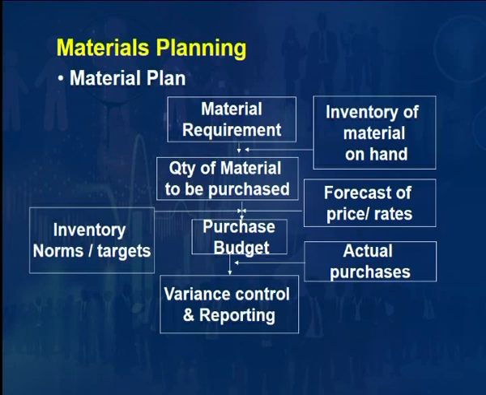So here, while purchasing, you have to forecast the prices, you have to see the rates, you have to ask for quotations, and then you have to see what is our purchase budget, and then you do the actual purchases. And then you see finally what was the variance in your materials, whether you have been able to meet your inventory norms or targets or not, and then you have to report those variances. So this is how this material department works.